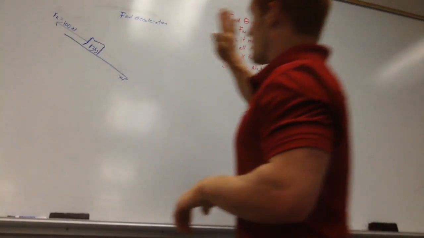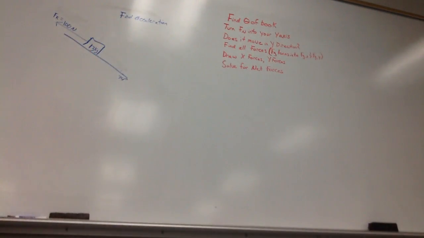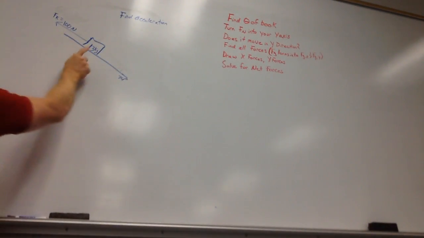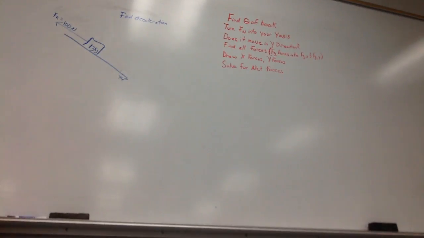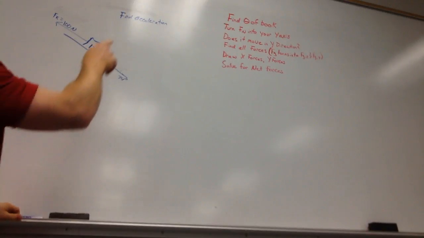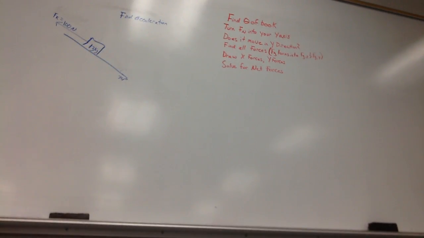Okay, so we're going to find the acceleration of this box. We have a kinetic force of 100 newtons, the box is 13 kilograms, and the desk is at 74 degrees. The first thing it tells us to do is find the theta of the book.